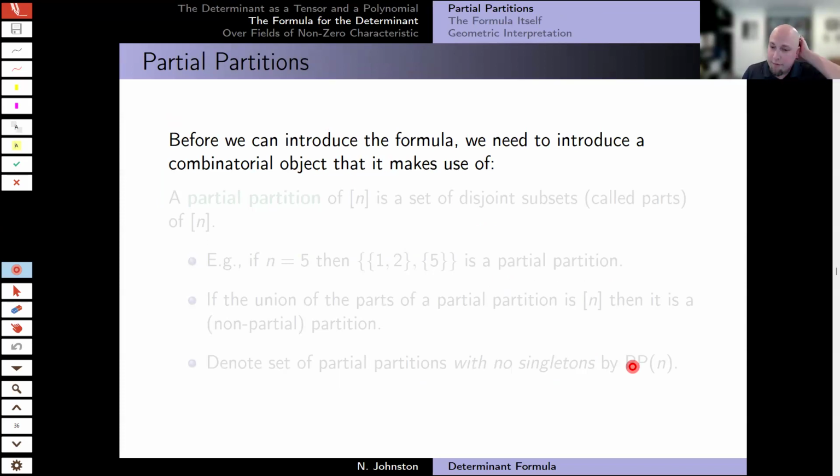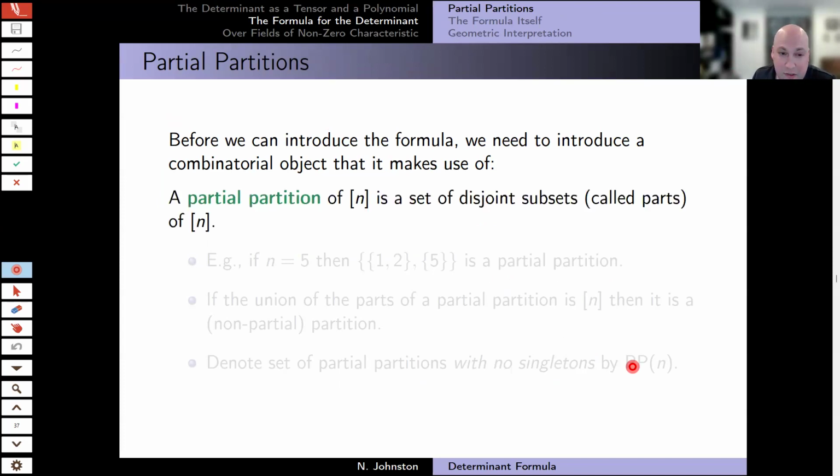The standard formula for the determinant is a sum over a combinatorial object. It's a sum over permutations. It's a sum over the symmetric group. And our formula is going to be similar in spirit. It's going to be a sum over a combinatorial object, but a different one. It's going to be a sum over what we call partial partitions.